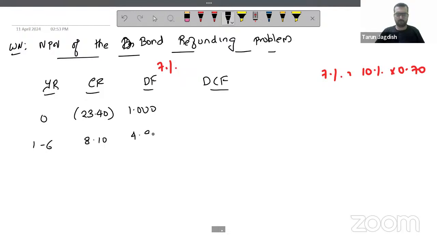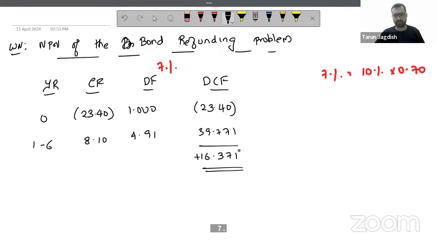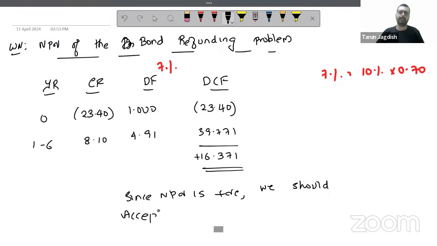We will get 4.91, 23.4, 39.771. You will get the NPV as plus 0.271. Since NPV is positive, we should accept the project.